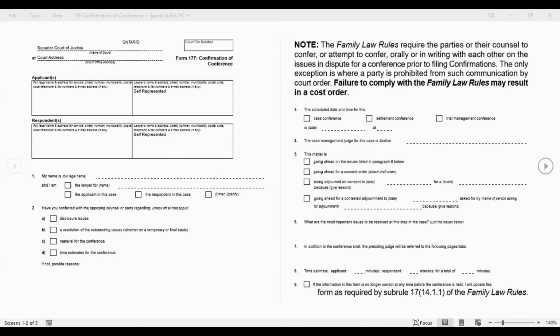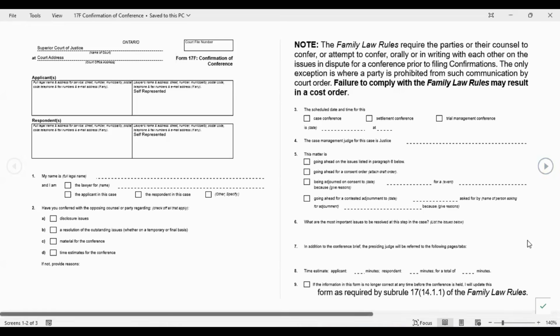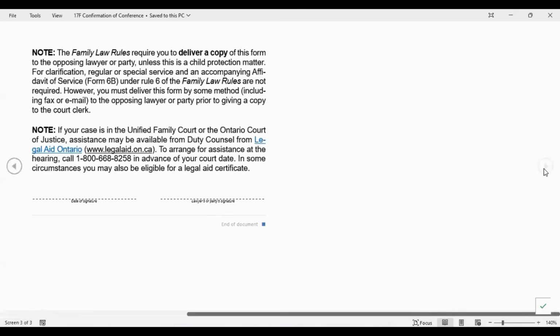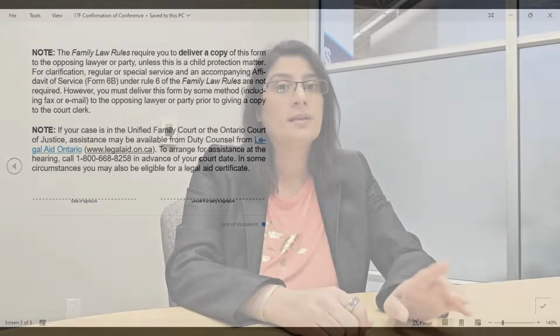Okay. The other very important document that's required is the confirmation. It's the 17F. It's 2 pages. It's saying that you conferred with the other party that the matter is going ahead. Okay. And whether you called them, whether you texted them, whether you sent them an email, that document needs to be served and filed 3 business days by 2 p.m.